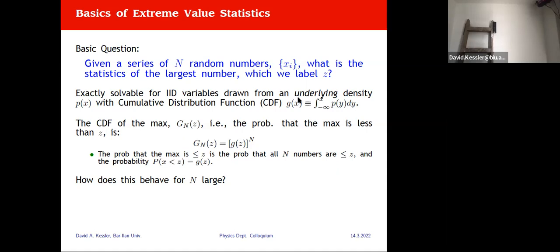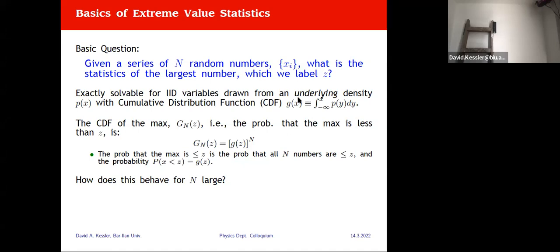So now let's go and actually look at the math. The math at this level is very simple. The answer is obvious. If you have IID variables, which is independent, identically distributed variables, i.e. you're drawing n numbers from the same distribution, from some random number generator, either Gaussian, Poisson, uniform, whatever your favorite is, you generate n numbers and you want to know what the biggest one is going to be.